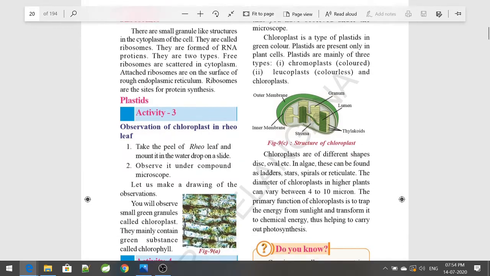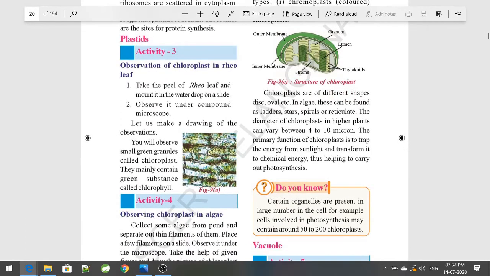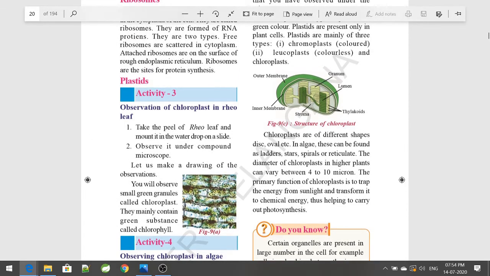How can we observe the chloroplast? Chloroplast is a green colored substance. In all the plants which are green in color, we can find chloroplast inside this green part. You can take a real leaf and observe it under the microscope. This can be seen with a compound microscope. This is the structure of the chloroplast, cut as a transverse section or a longitudinal section.